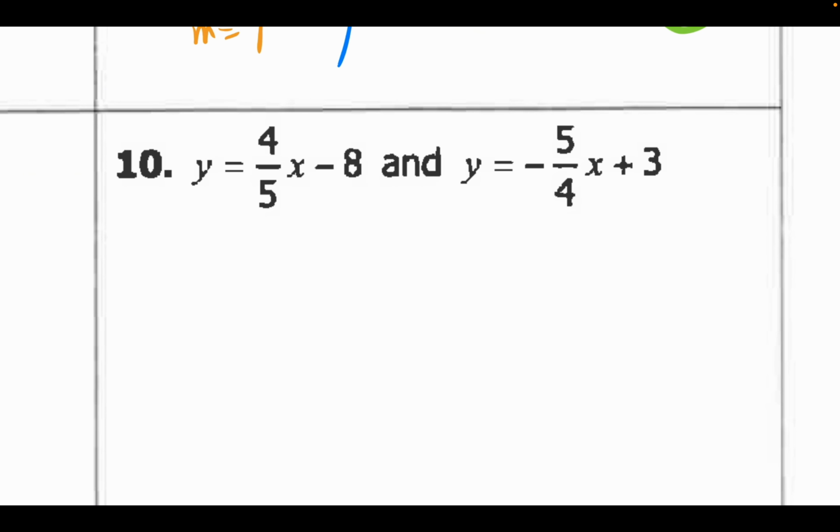On number 10 here, they are both in slope-intercept form again, so the slope on number 10 is 4/5 for the first equation. The second equation has a slope of negative 5 over 4. These are opposite reciprocals of each other, and so they are perpendicular.